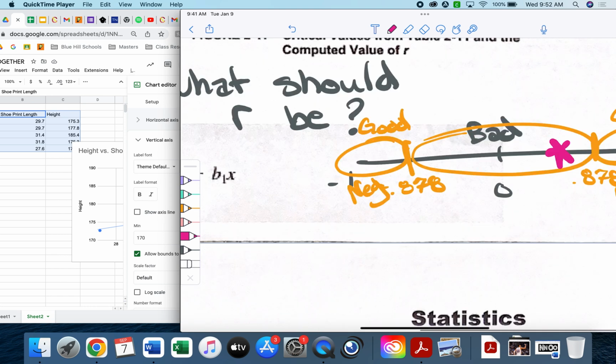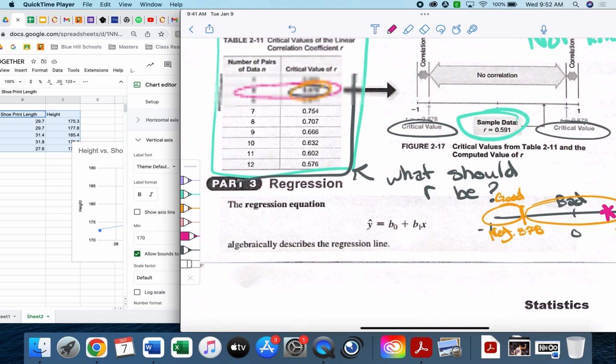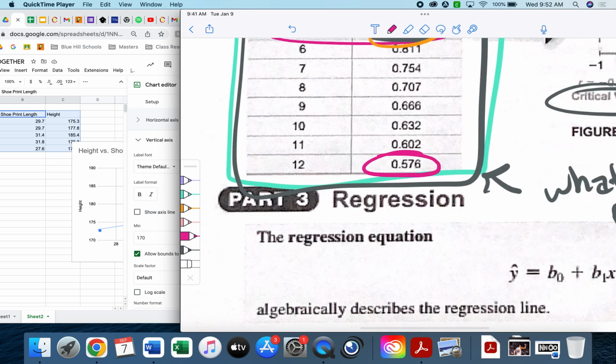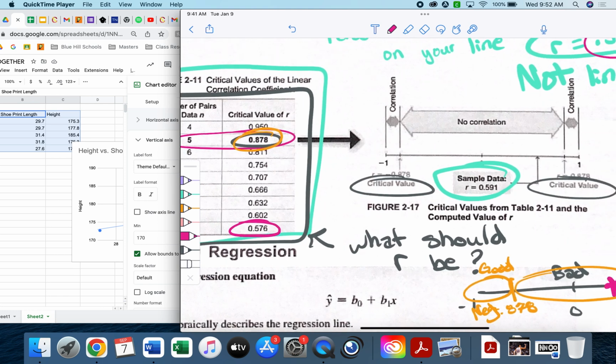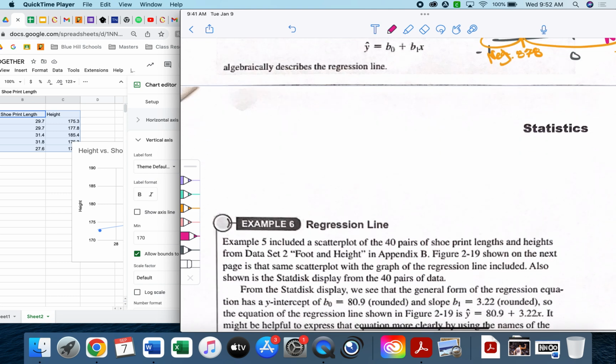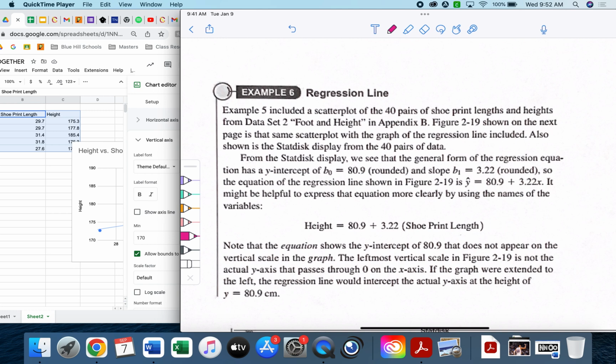What does that tell us? Bad. It's not a good linear relationship. It could be related some other way, right? But it's not a very good linear relationship according to this. Now, if I add data points, let's say I did 12 data points, we're given a little bit more leniency, 0.576. And if this was the R value for 12 data points, it would be acceptable, right? Because that number is greater than 0.576. That would have worked, okay? But for right now, we have that, and that's not going to work, all right? Go to example 6 on the back side.